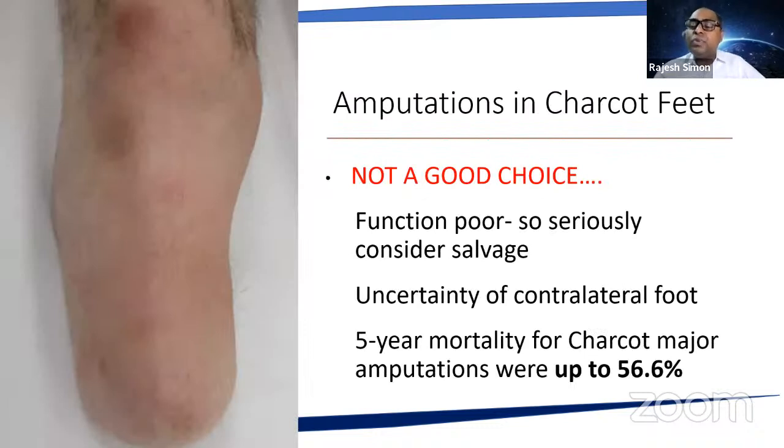Why amputation? Why did we not go for an amputation? When we as orthopedic surgeons say, oh, it is totally mangled, why do you want to save the foot? Because there is a major reason here. Amputation is not good in a neuropathic foot because the function of these patients is not good after amputation. And many a time they go for the second limb amputation in about 5 years.